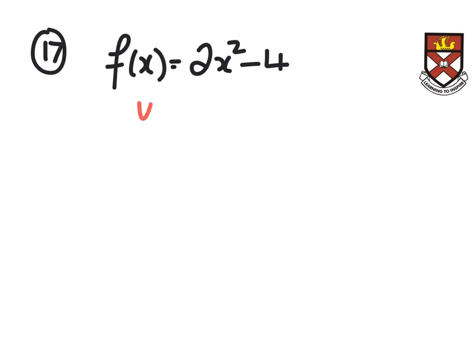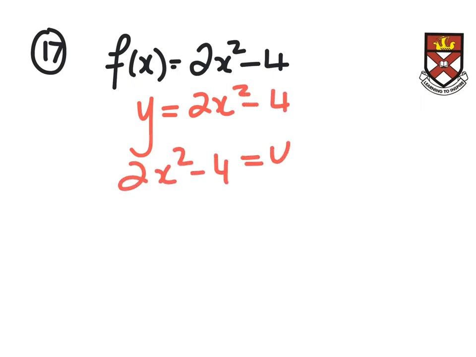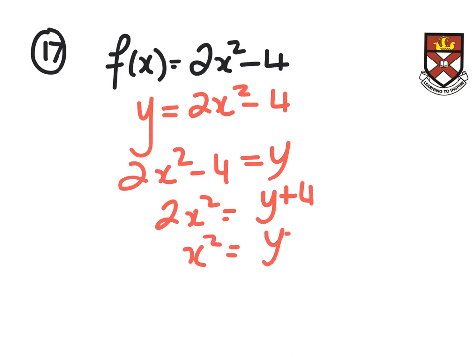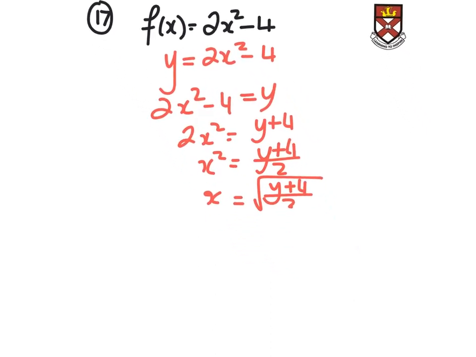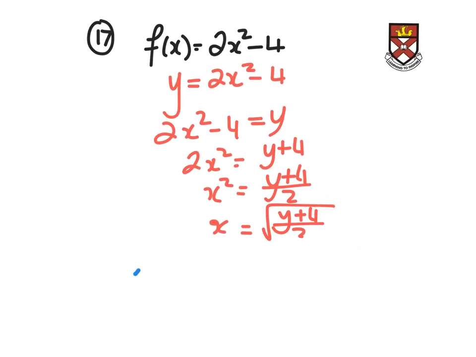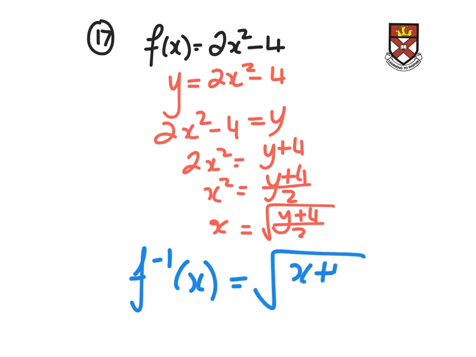17, inverse function. So rewrite it as y equals 2x squared minus 4. Swap everything round about. Take the 4 over. 2x squared is y add 4. Take the 2 over. y add 4 divided by 2. Square root of y add 4 divided by 2. And remember, to finish the question off, you need to rewrite it back in terms of x. So the inverse function is the square root of x add 4 divided by 2.